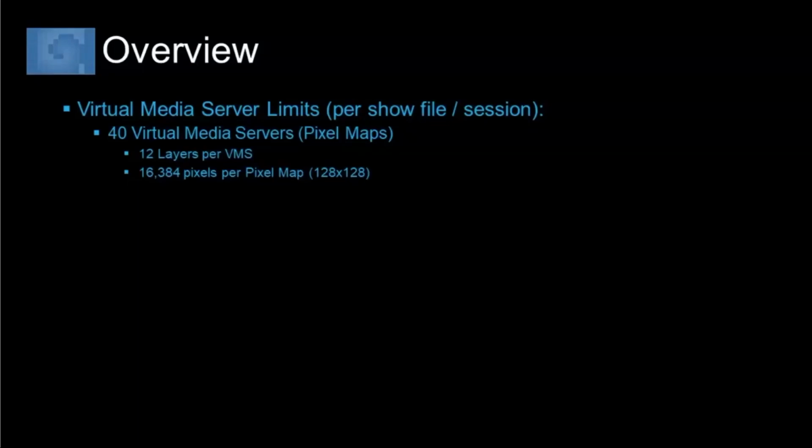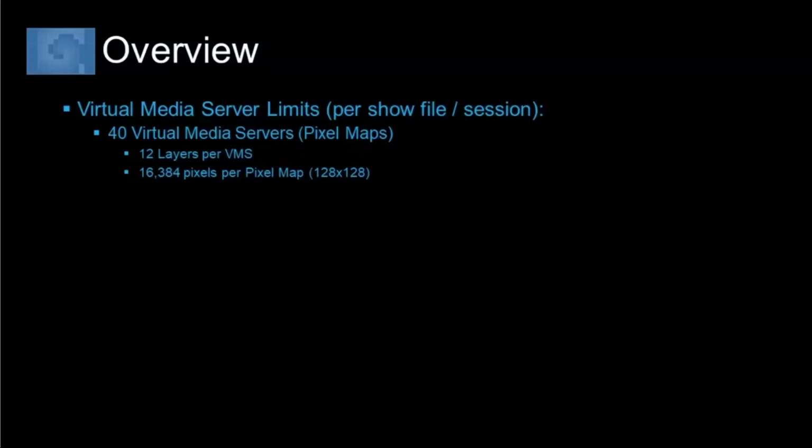You can have multiple maps that talk to the same lights, or you can keep them separate. So between multiple media servers, pixel maps, and multiple layers, we have the ability to segregate what portions of the rig we're controlling with each map.